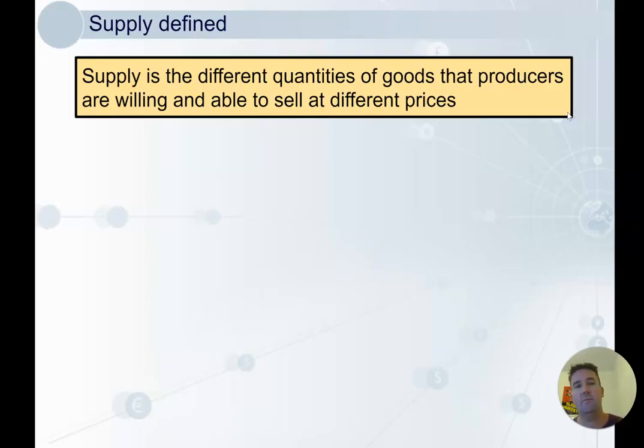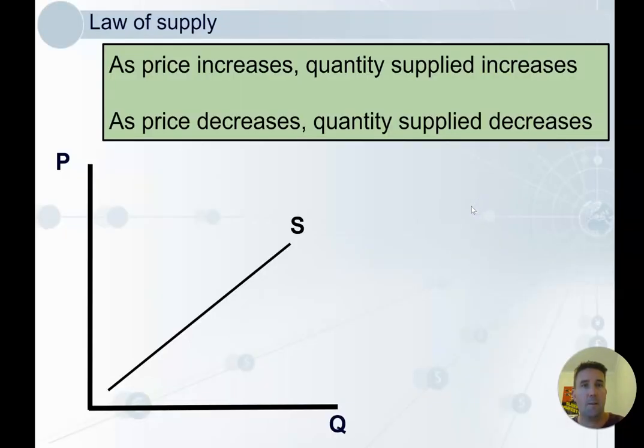Okay, definition. It's the different quantities of goods and services that producers are willing and able to sell at different prices. I forgot the word services there, but goods and services would be better. Okay, we saw the law of demand. Law of supply works in a similar way. As the price increases, the quantity supplied increases. And as price decreases, quantity supplied decreases.